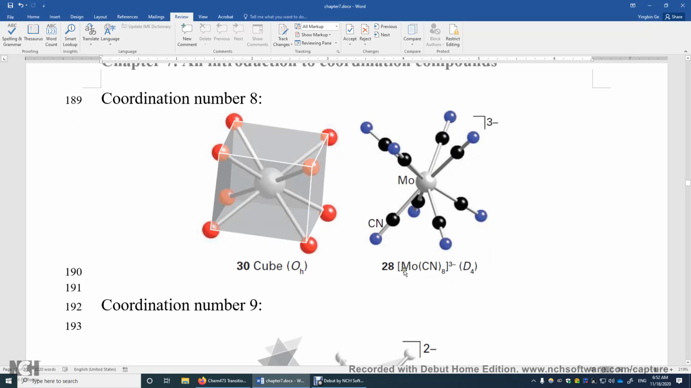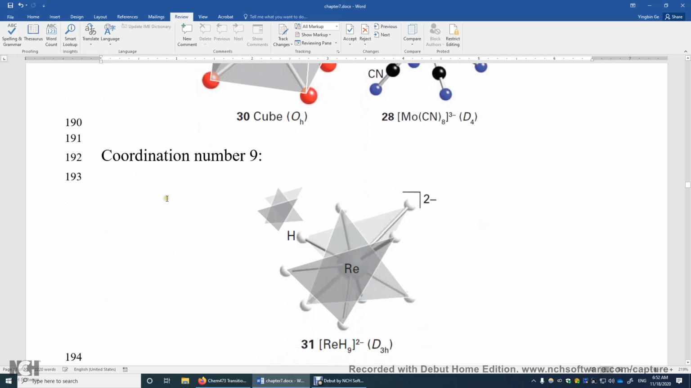When you try to name this compound, you look at this 8 and you translate this to octa, O-C-T-A, octa. This is cyanide. And then this is molybdenum, but you need to replace the ending UM with ATE because of this negative charge on the transition metal complex.